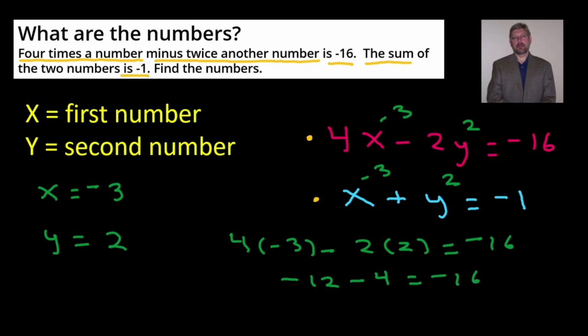And then for the second equation, we just have negative 3 plus 2, and that does equal negative 1. So x equal to negative 3 and y is equal to 2 works in both equations. The numbers are negative 3 and 2.